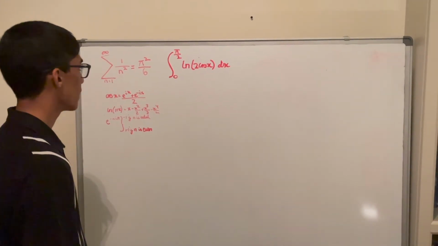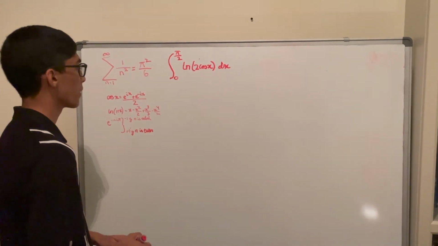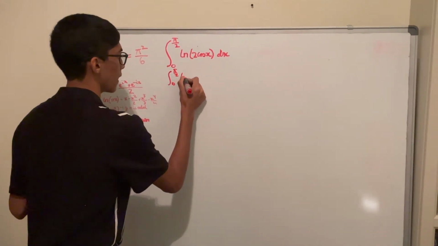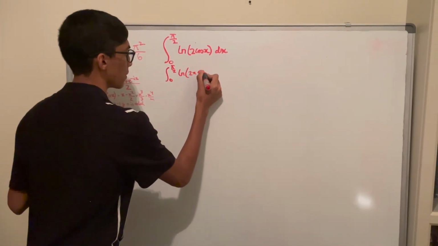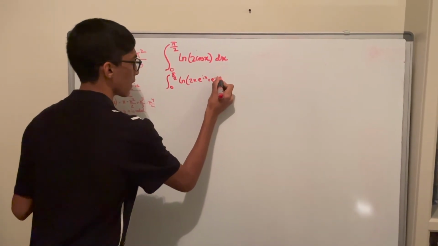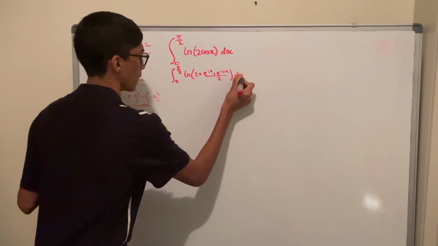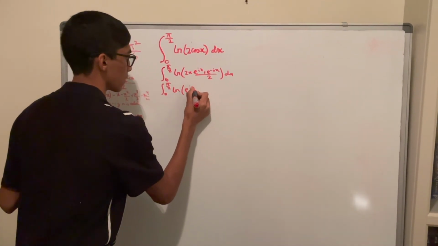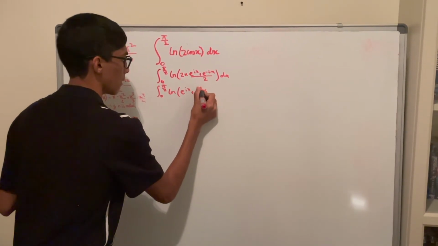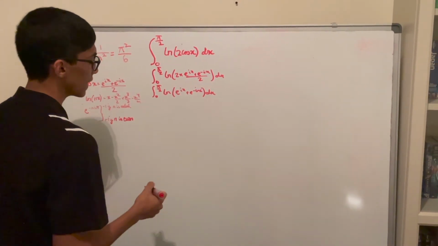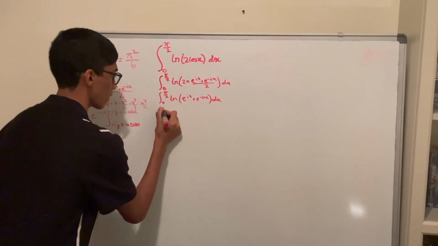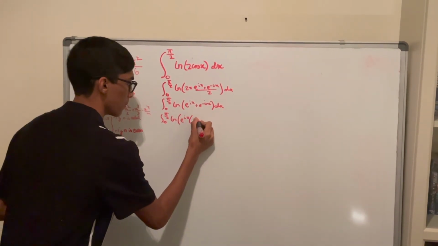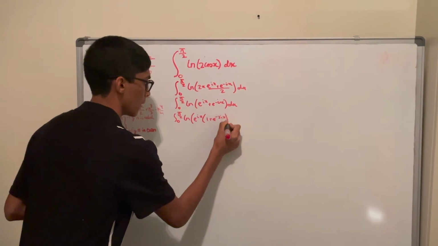So we can begin by replacing cos x with e to the power of ix plus e to the power of minus ix over 2. So we have the integral from 0 to pi by 2 of ln of 2 times e to the power of ix plus e to the power of minus ix over 2 dx, which is ln of e to the power of ix plus e to the power of minus ix dx. And we can take e to the power of ix common inside the natural log: e to the power of ix times 1 plus e to the power of minus 2ix dx.